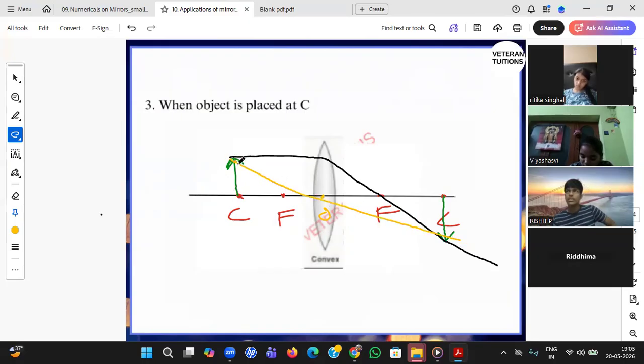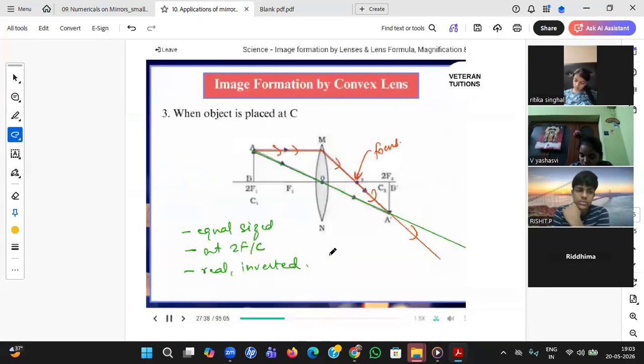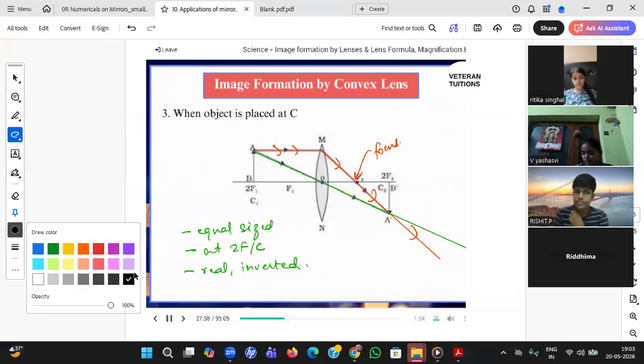You just try to trace the particular rays and ensure that they are intersecting at C. That's totally in your hand, beta. You already know the answer. Why? You're just comparing it with the concave mirror. Rishit, are you following, student? Yes, sir. Okay.